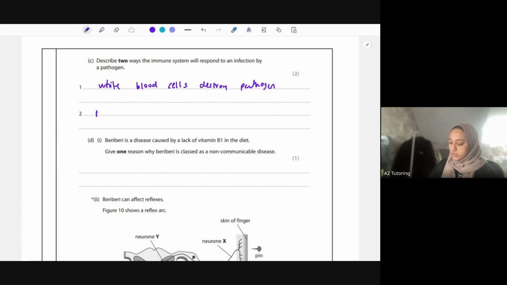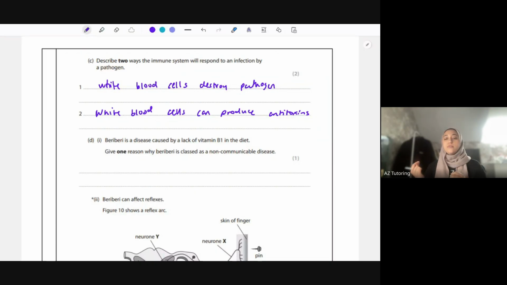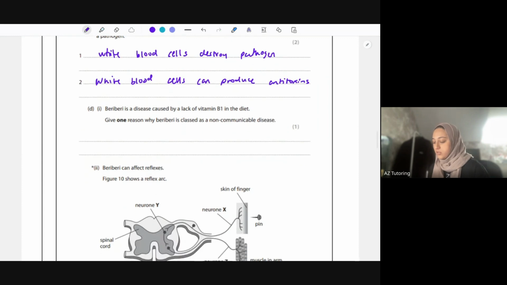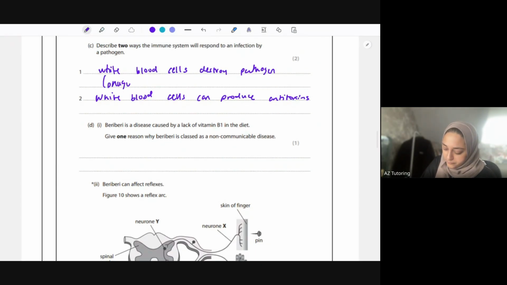So white blood cells can produce antitoxins or antibodies. I would say just say one or the other, don't say both. You can even talk about the memory lymphocytes as well, which basically means that when it comes again, your body has the memory of the antibodies already produced and it's ready to kick in. So you could say that as well. There's quite a few things that you could say here. Just going to write phagocytosis here in case you want to speak about the engulfing. So you just know you could also speak about that as well.